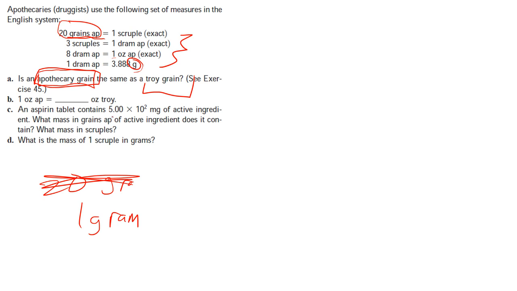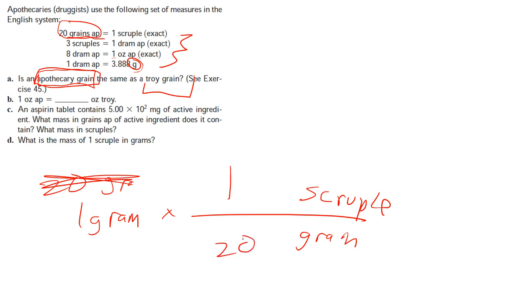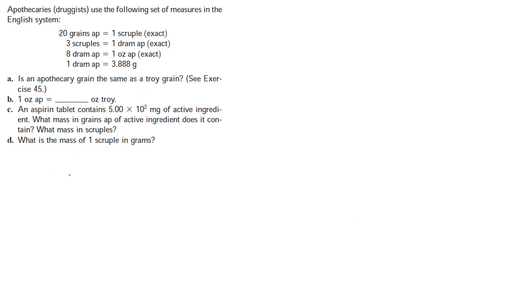We start off with 1 grain, okay? And we know that we've got to convert to scruples first. So we know that 1 scruple is equal to 20 grains. The grains cancel, and you get 1 over 20. So 1 divided by 20 is 0.05 scruples.